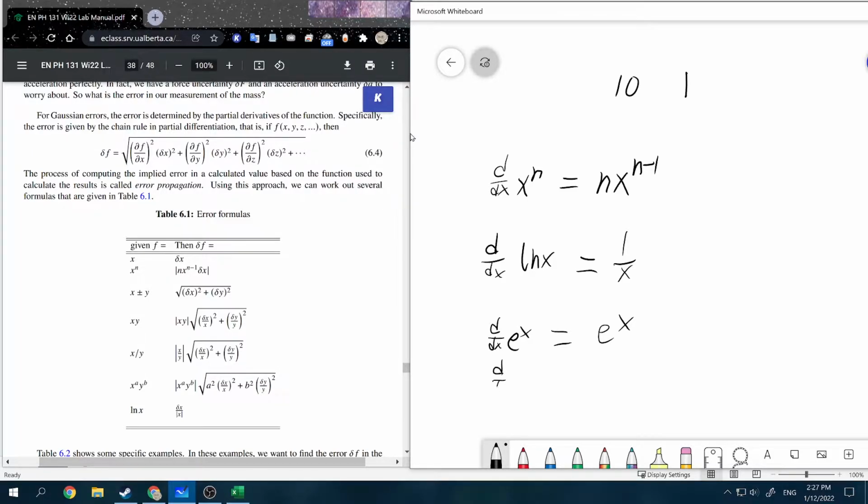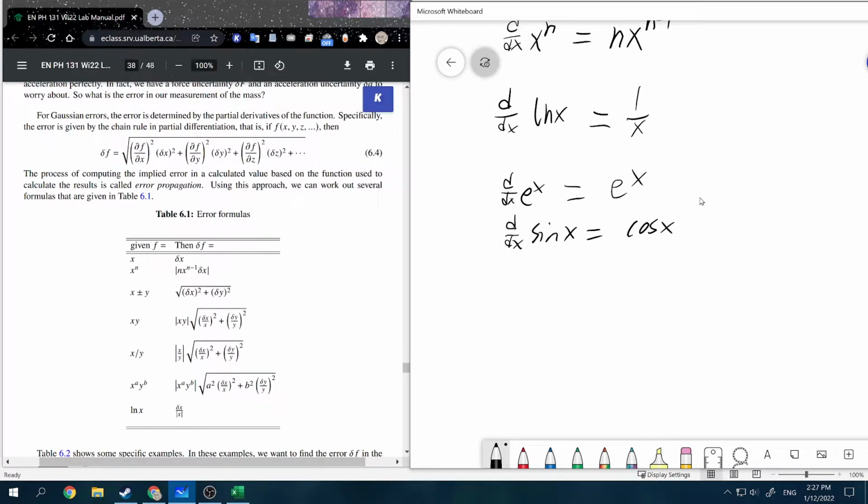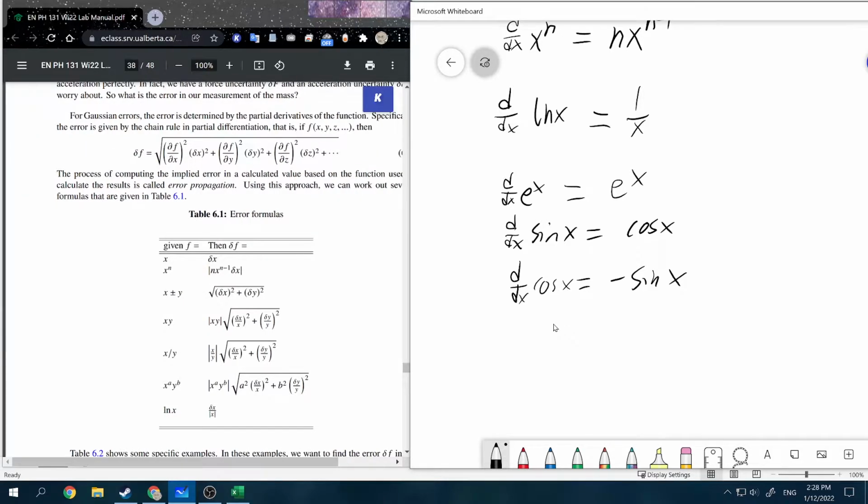And then the derivative of sine x is cos x. And the derivative of cos x equals sin x. I forget which one you have. You have minus sin. Let me just look it up real quick. Yeah, so that's right. You have a minus sign in this one.